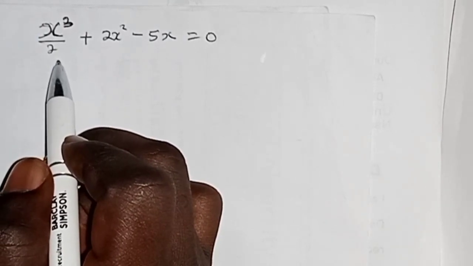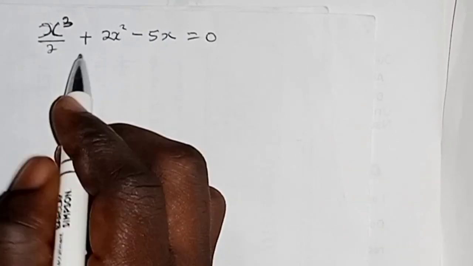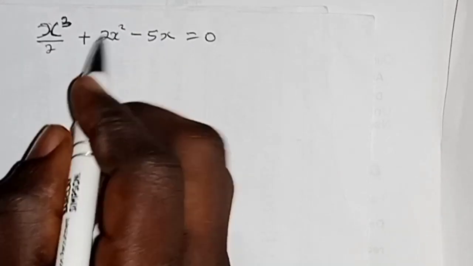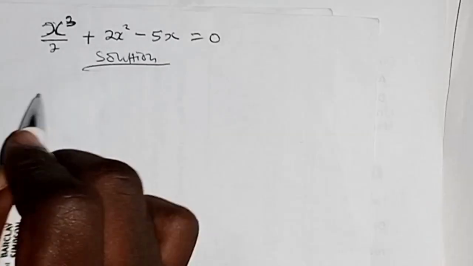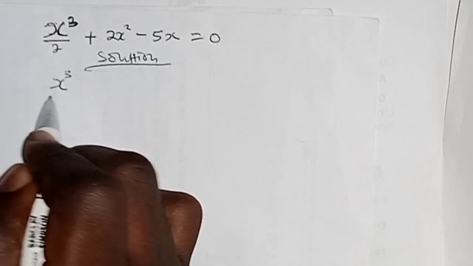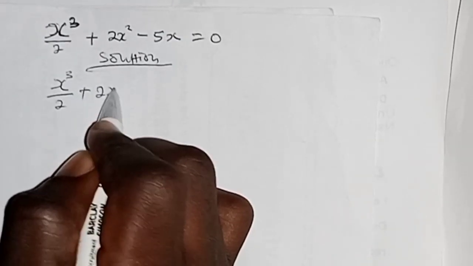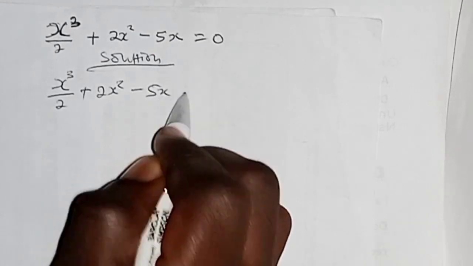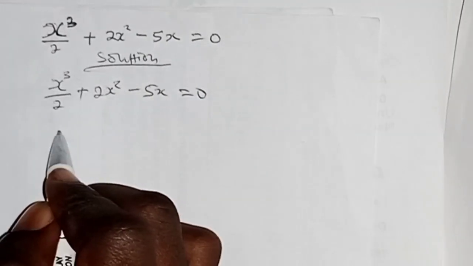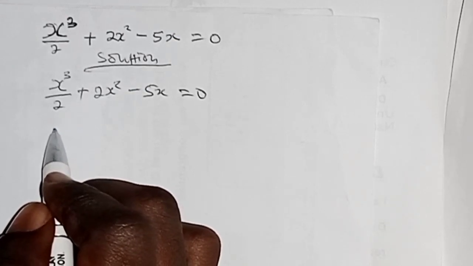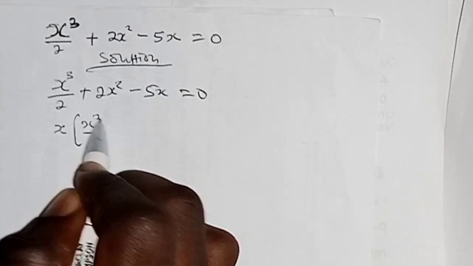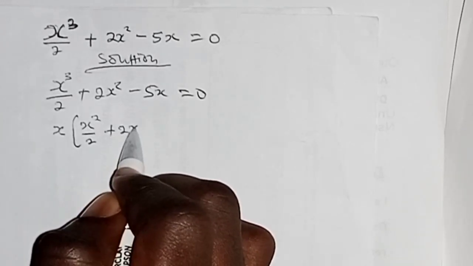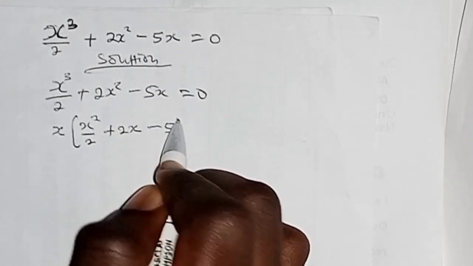So the first thing I want to do is to factorize x out of all of these terms. First let me write my solution, and then I'm going to repeat this question. x cubed divided by 2 plus 2x squared minus 5x is equal to 0. So I'm going to factorize x like I mentioned, and if I do that, I'm going to have x into x squared divided by 2 plus 2x minus 5. So this is equal to 0.